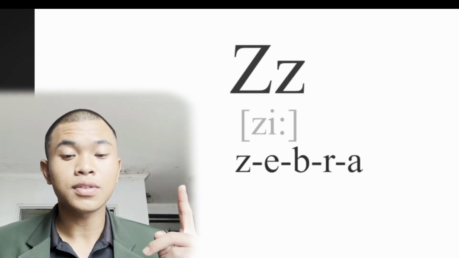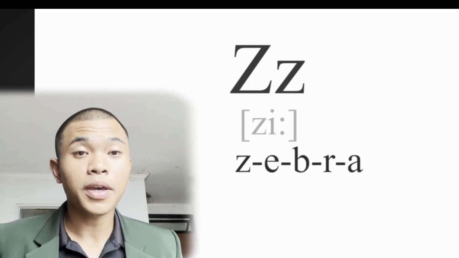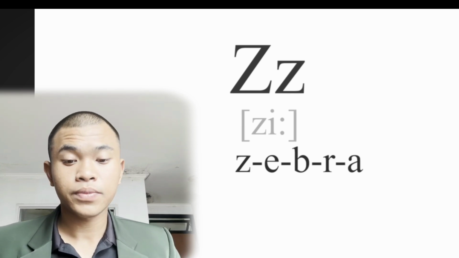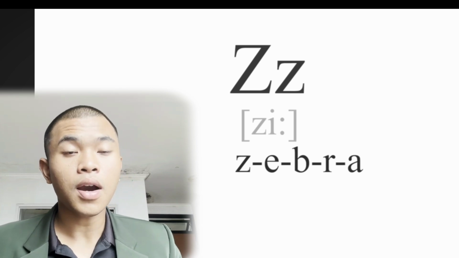The big one, it sounds like Z. The small one, it sounds like Z. The IPA pronunciation, it sounds like Z. Example of word: zebra, Z, E, B, R, A.